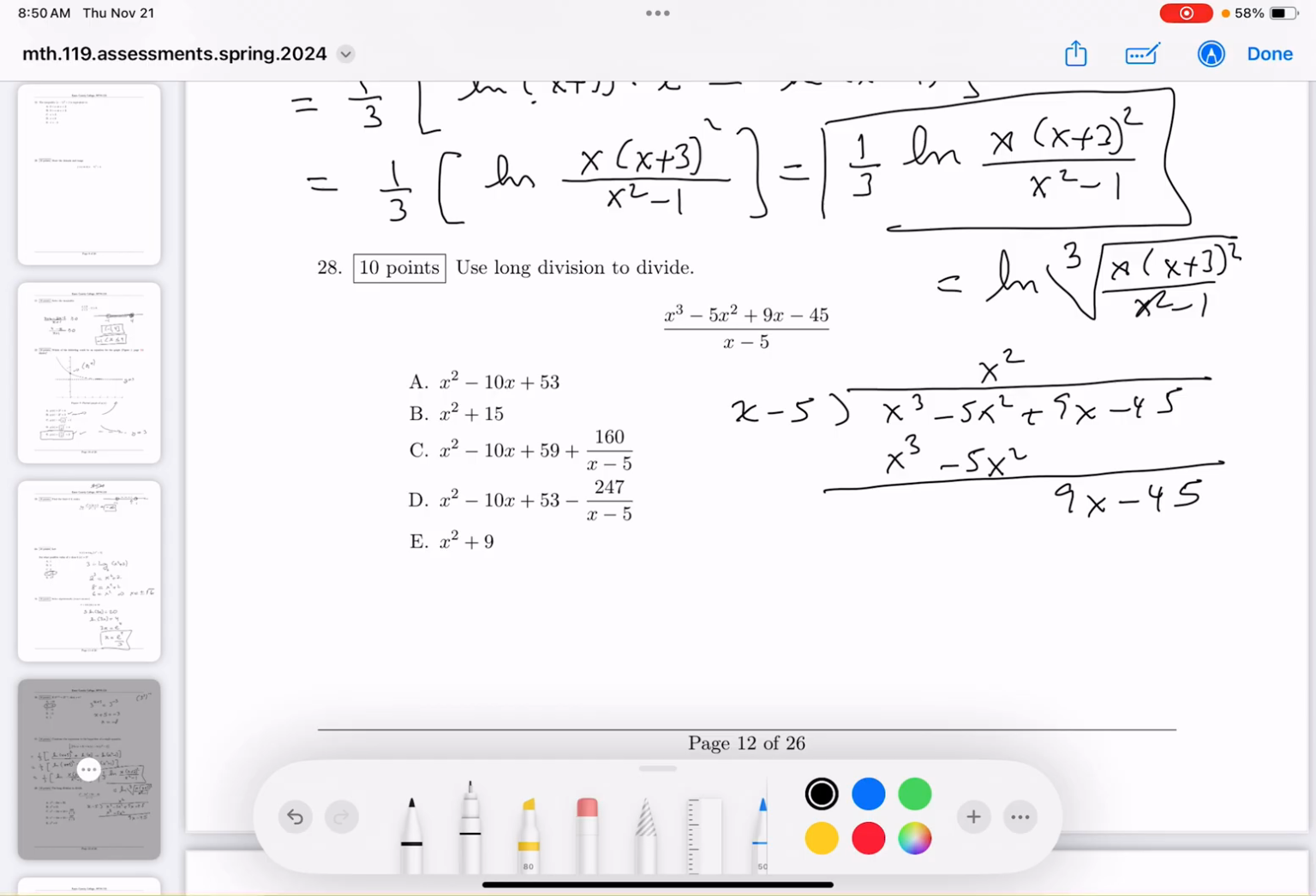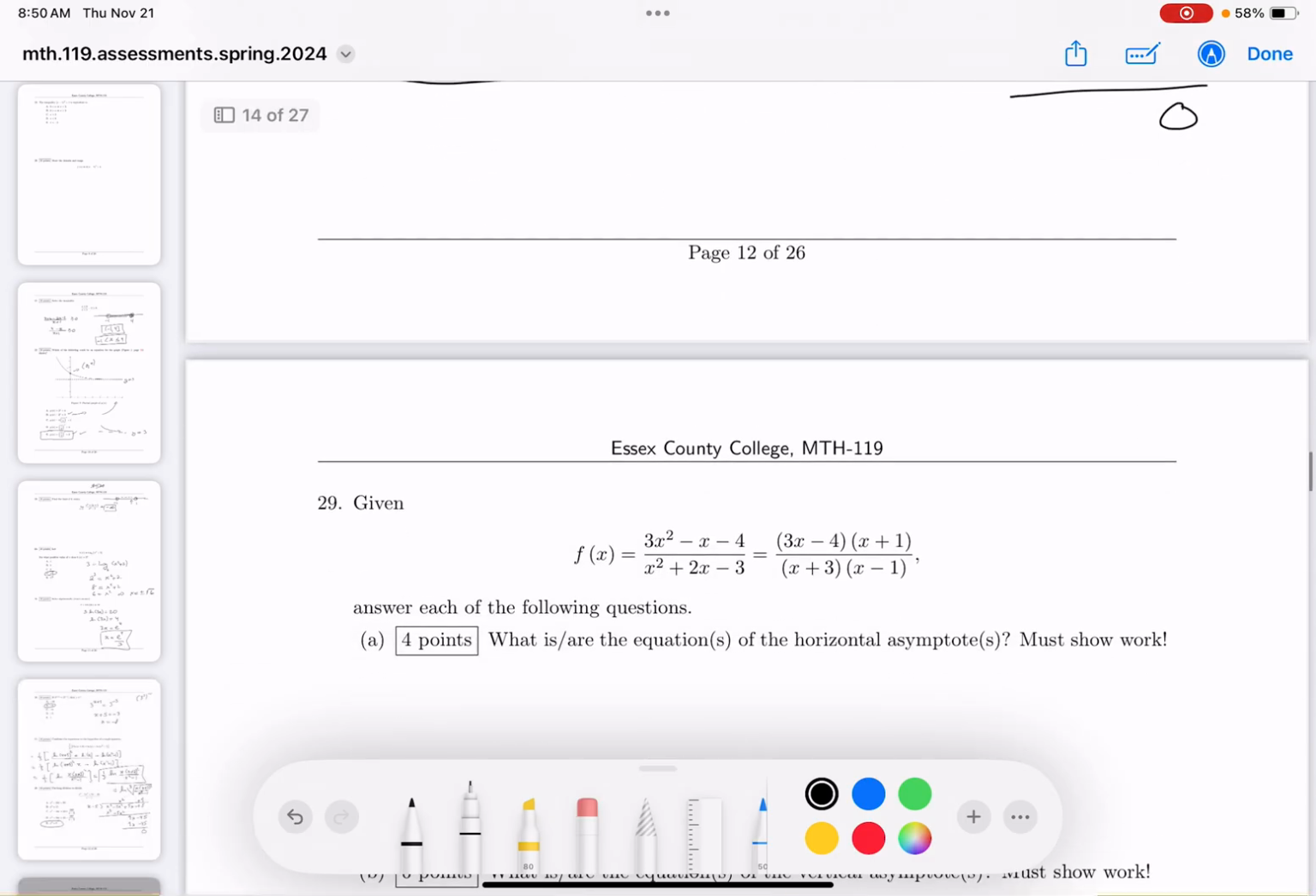Well, what times x gives you 9x? It's just going to be plus 9. What does it give you? 9x minus 45, remainder 0. So what are we looking for? x squared plus 9. That's letter A. All right, that's good. Next one.